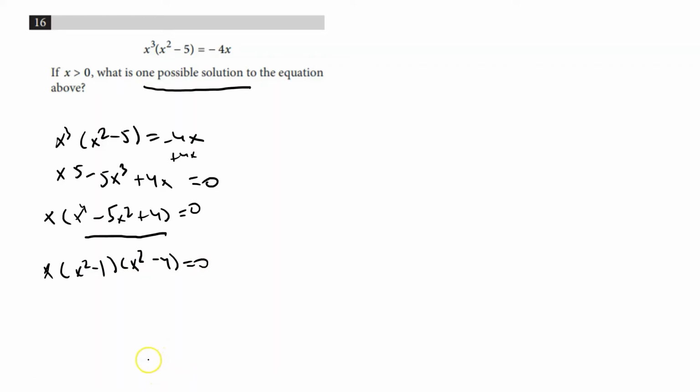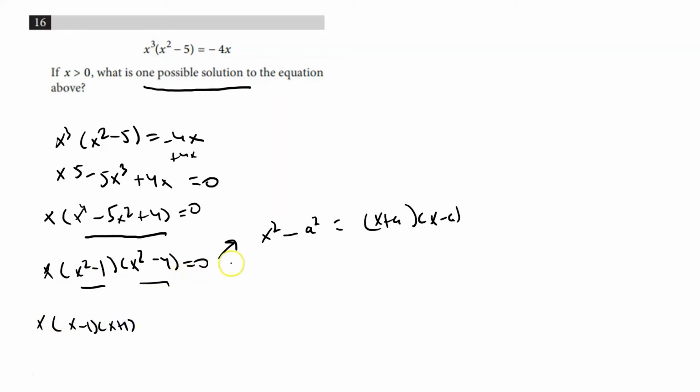Once again, this factors even more because these are both differences of squares. And a difference of squares says that x squared minus, let's say, a squared equals x plus a times x minus a. Okay? So this factors to x times x minus 1 times x plus 1. And then if we apply the same tactic to x squared minus 4, we have x plus 2 times x minus 2 equals 0.